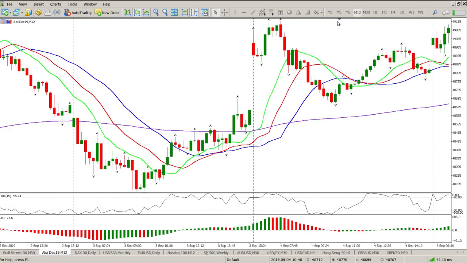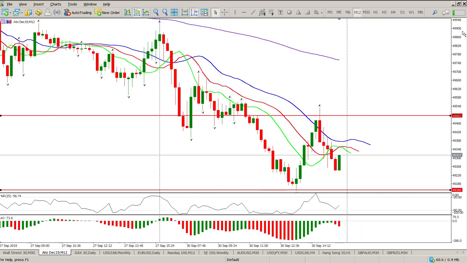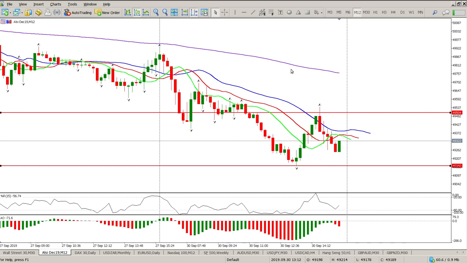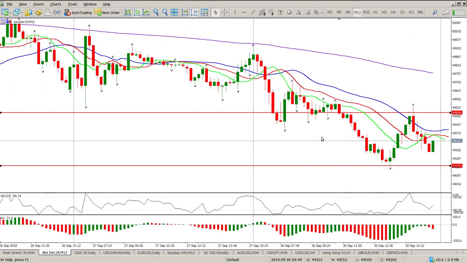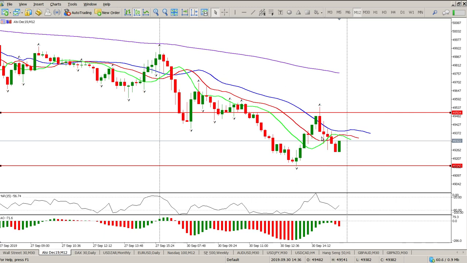49,160 is the stop area, or 41,950. Give yourself a little bit of room, a little bit of wiggle room for price action. So that's kind of my view at the moment.